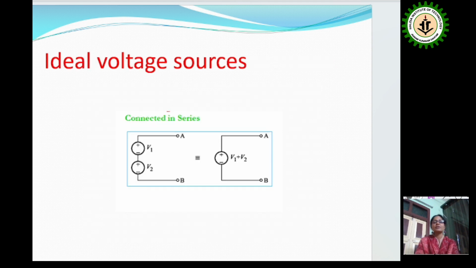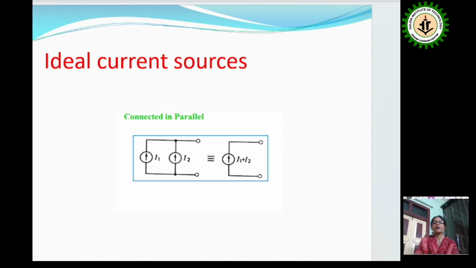Now suppose some ideal voltage sources are connected in series, then what will be the equivalent voltage? The summation of these two voltage sources will be the equivalent voltage, V1 plus V2. Suppose two ideal current sources are connected in parallel, then what will be the equivalent current? The equivalent current will be equal to the summation of these two current sources, I1 plus I2.